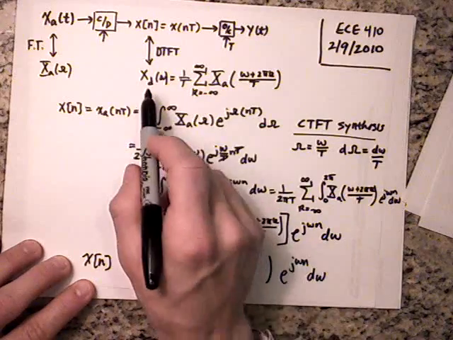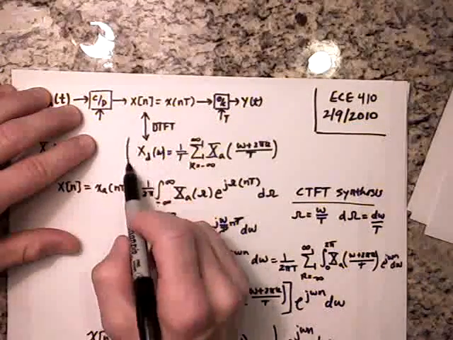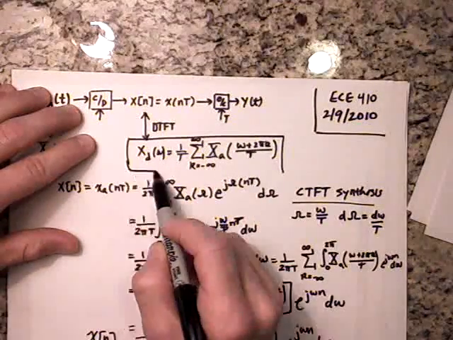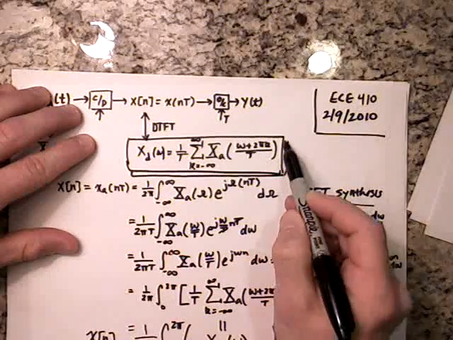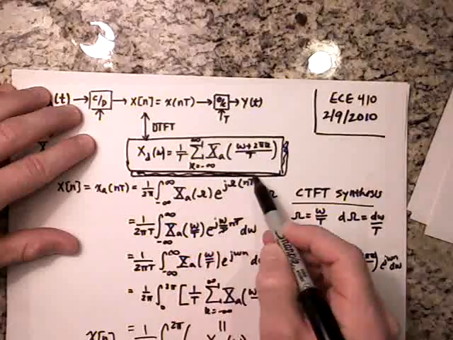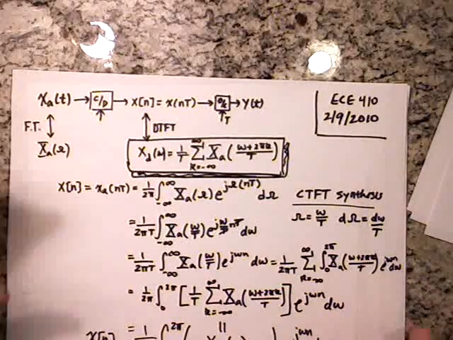k over t. In other words, we've just proven this relation. It's an important relation that you'll need to remember. Let's go back and look at that in a little bit more detail.